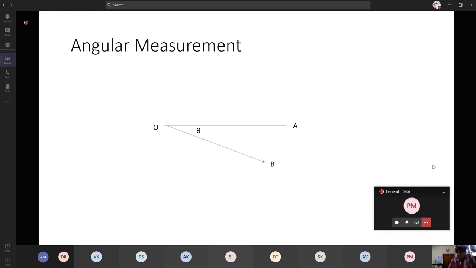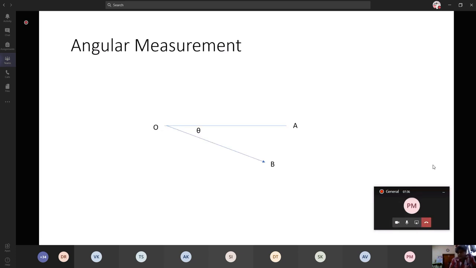So we started angular measurement the other day. Angle is a deflection of one ray with respect to the other. So angle AOB: the ray OB is deflected from a ray OA by an angle theta. That's what we have seen.